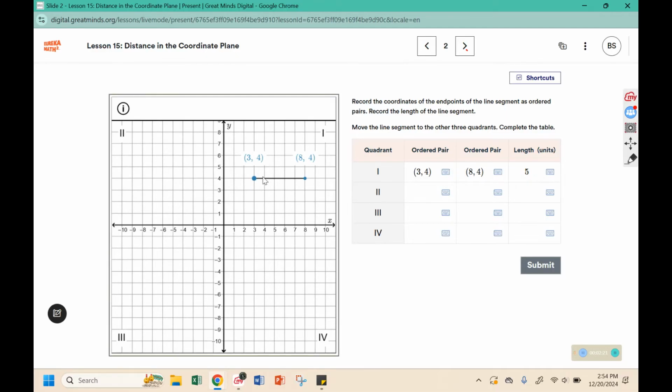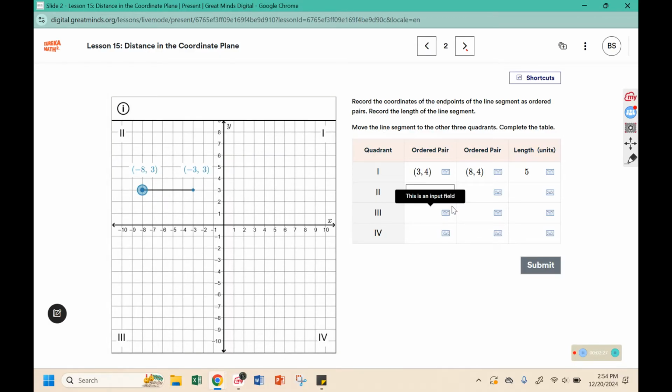Now we can drag it into quadrant 2. Here I have -8, 3, -3, 3. And the length is still 1, 2, 3, 4, 5.